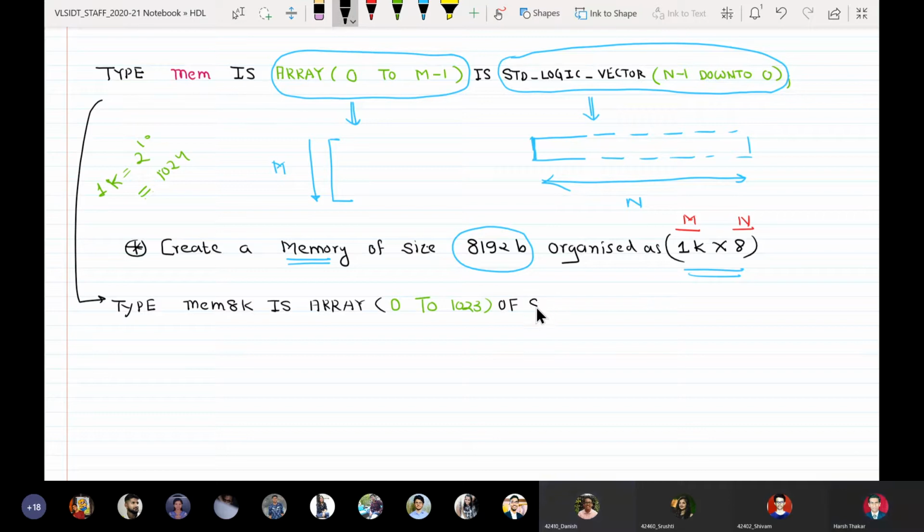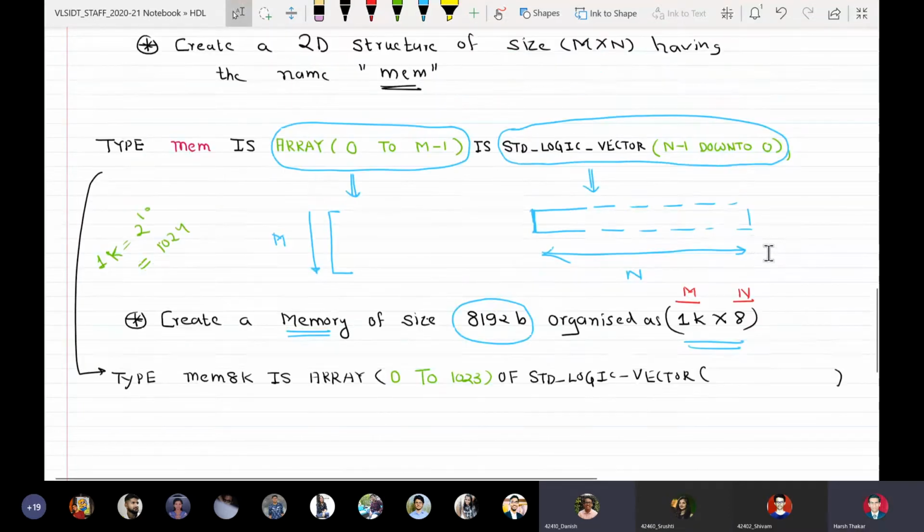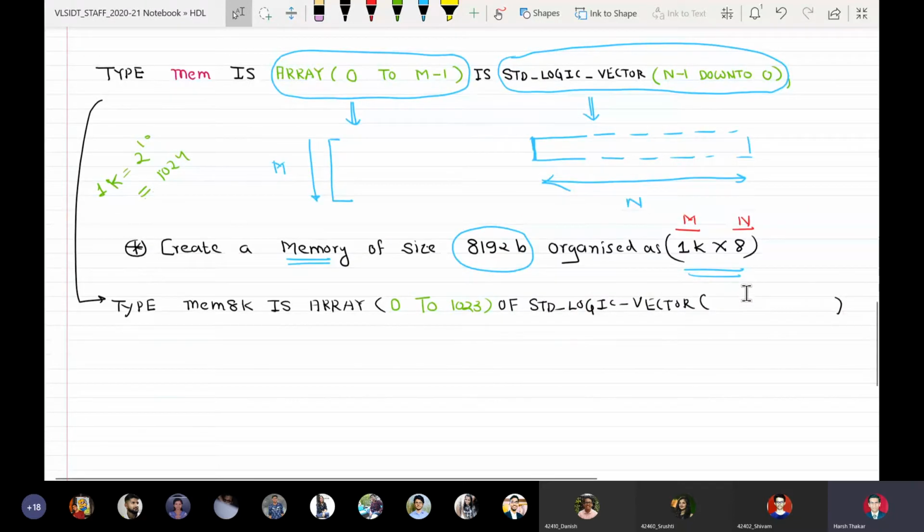Of standard_logic_vector. Now, 127 down to 0? No, sorry, 255 down to 0? How 255? You are not reading properly, Danish. For an m by n array, it is written n minus 1 down to 0. I have already specified 1k by 8, that m is 1k and n is 8. So can't you just convert n into n minus 1 down to 0?